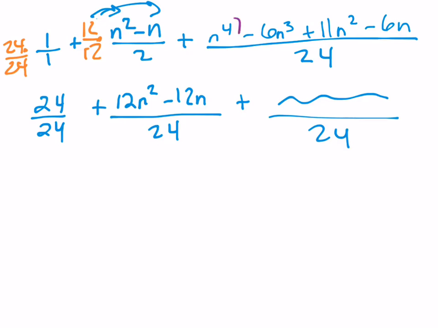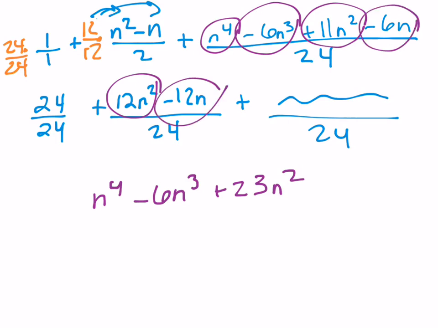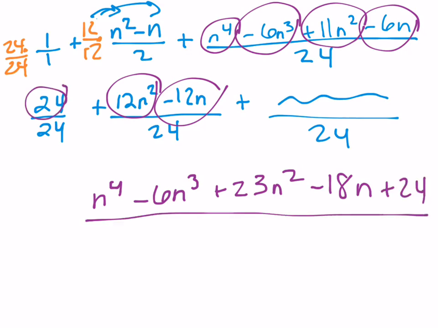So let me look through. I have an n to the 4th, and then let's look for n cubed. So I have negative 6n cubed, that's the only one. And then n squareds. I've got 11n squared and 12n squared, so that's 23n squared. And then n's, we've got negative 12n and negative 6n, negative 18n. And then finally this 24, plus 24. And that's all over the denominator 24.